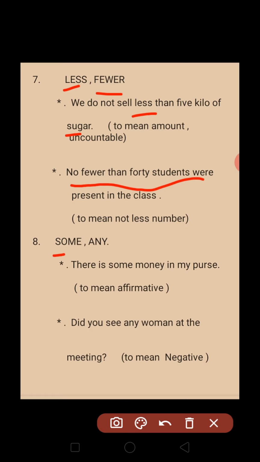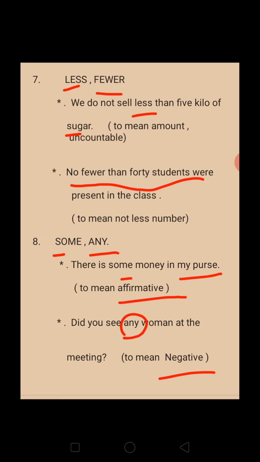So, some and any. Some is used as in some money in my purse, to mean affirmative. Some money is there, though the amount is not much, but it is not negative, it is affirmative. See the next example: did you see any women at the meeting? Here too it means the negative sense. Any is used to express negative sense.